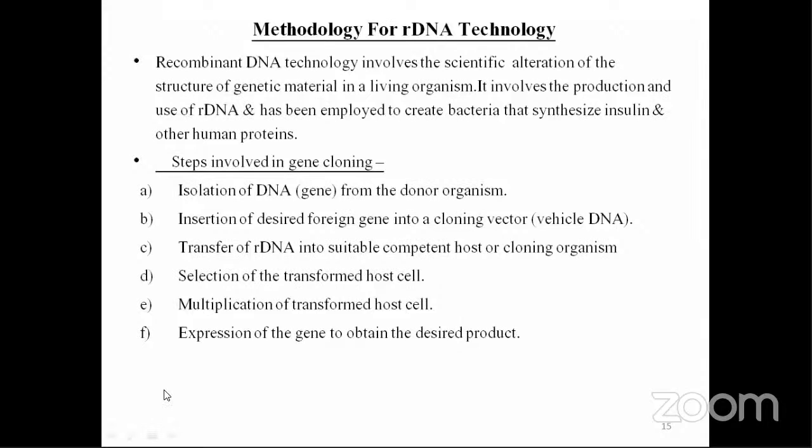Then, what is the method for this rDNA technology? These are the various steps, students. Okay, isolation, the one which we want. Isolation of DNA, that is the gene. DNA consists of genes. So whichever part we need, whichever gene we need, we cut that from the donor organism. Then after taking it from the donor, it has to be inserted. Okay, and then it has to be transferred. Then it has to be set down.